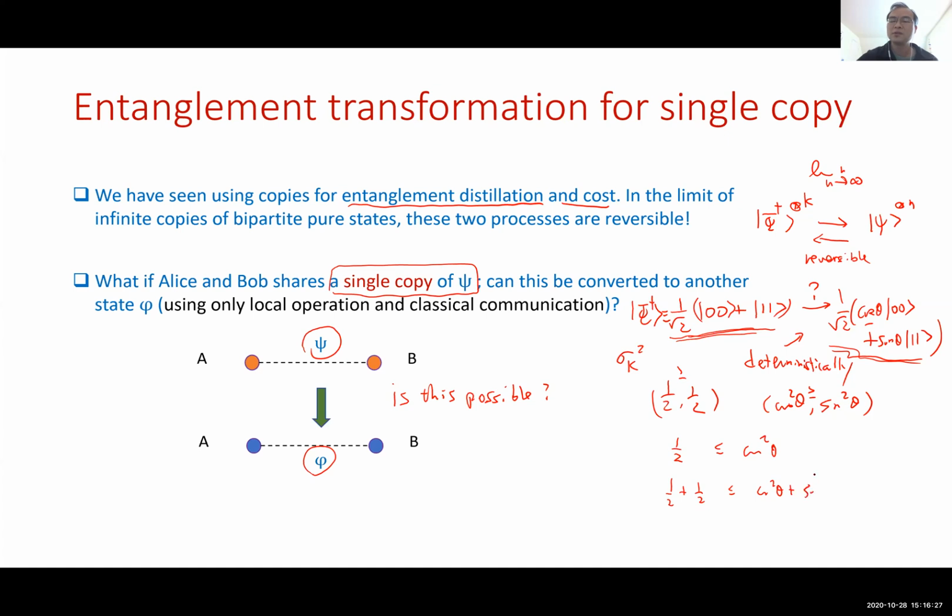If this holds, this is called majorized. The first set is majorized by the second set. Okay, there's a symbol that says majorized by. So Nielsen basically said that if this is the case, then the process is possible.